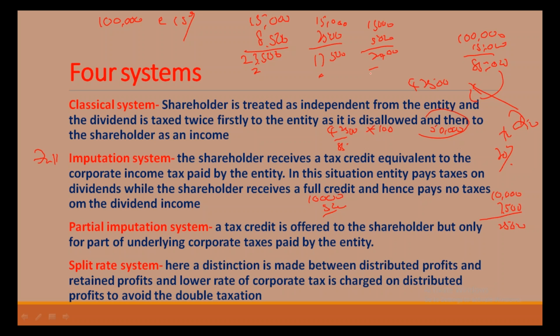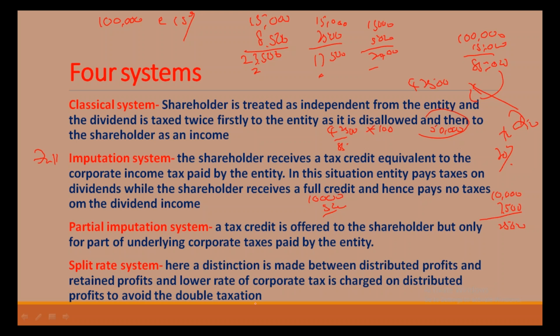the four systems. One is where the shareholder is treated as independent from the entity and dividend is taxed twice. The other one is where the shareholder is given full credit for what the company has paid on his behalf. The third one is called a partial imputation system. The fourth one makes a distinction between the distributed profit and retained profit, and a lower rate of corporate tax is charged on the distributed profits to avoid double taxation.